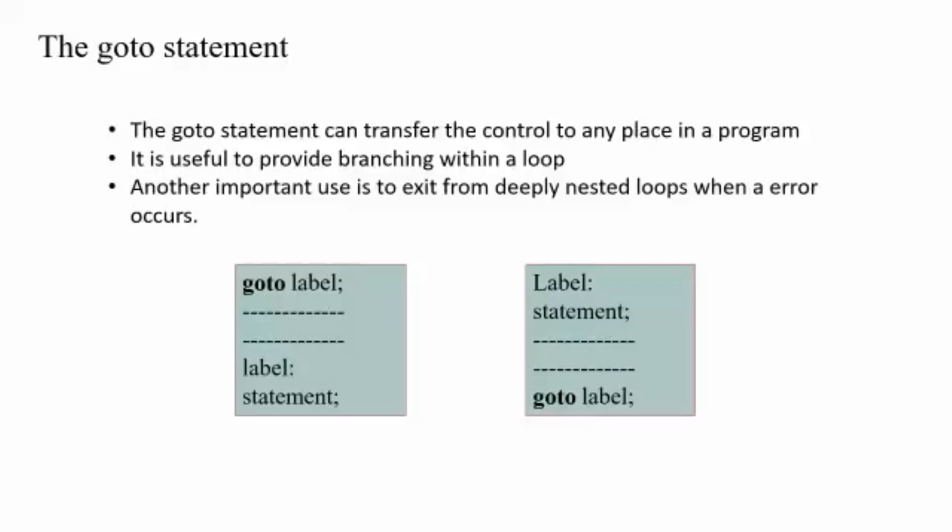Now the goto statement. As I told, there are jumps. We are learning about the 3 different types of jump statements that we use. Jumps are used.